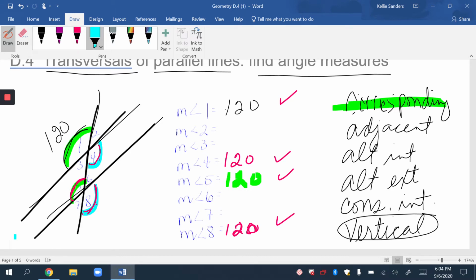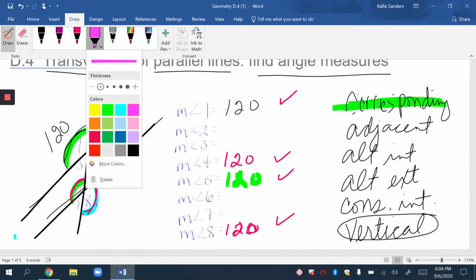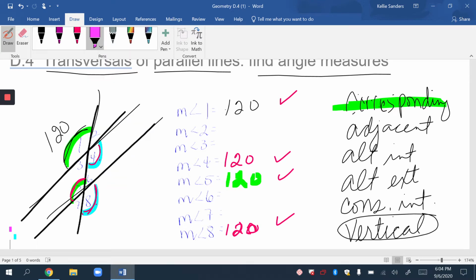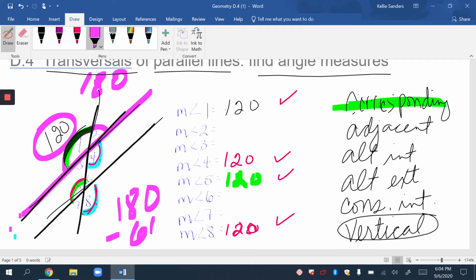Okay, now watch what happens. So now we need 2, 3, 6, and 7. Let's go back to angle 1. If I add angle 1 and angle 2 together, they make this straight line. And how many degrees are in a straight line? 180. So if we already know that one angle is 120, what would we do to find the other one? We would subtract.